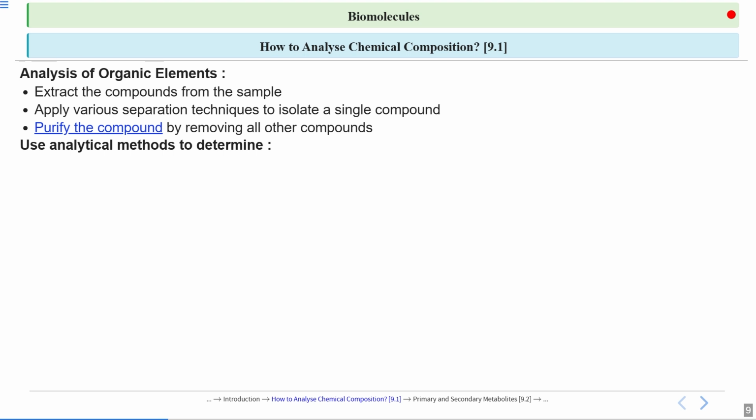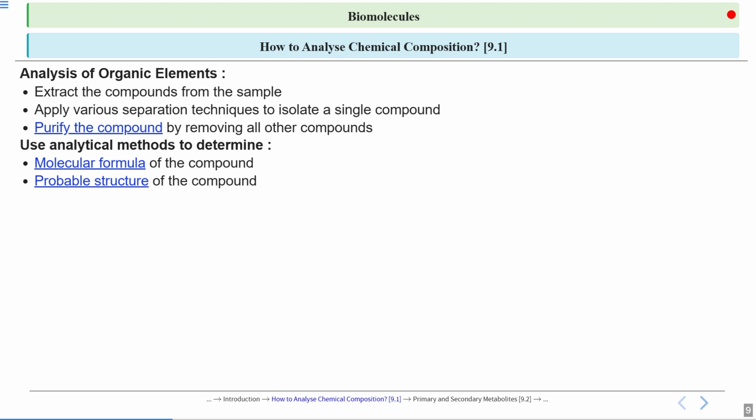Now you can use an analytical method to determine the molecular formula of this compound. So now you have a single, purified compound with yourself. There are a lot of instruments and a lot of software through which you can determine the molecular formula of that purified compound. You can even detect the structure of the compound.